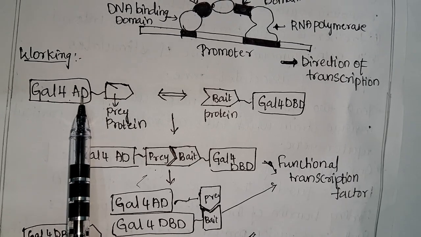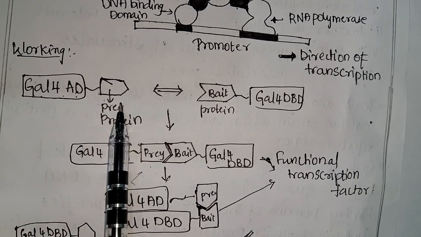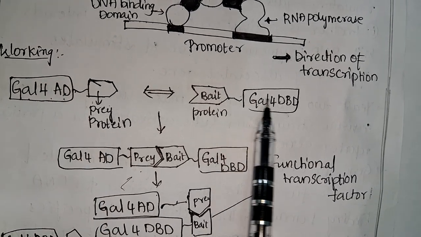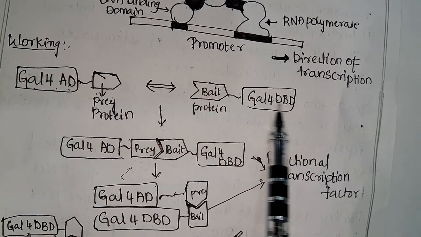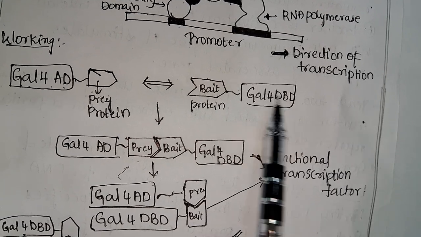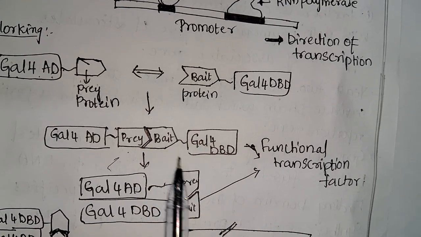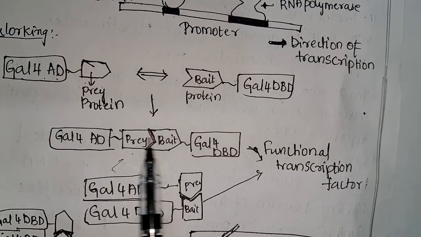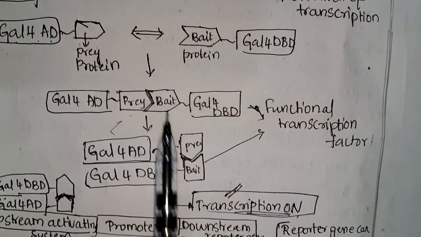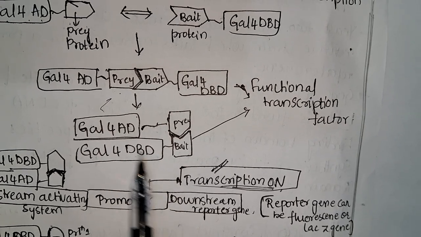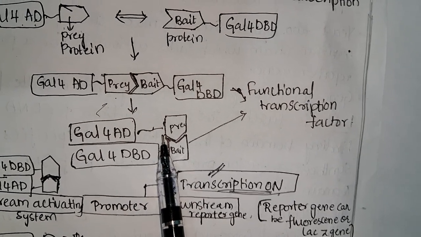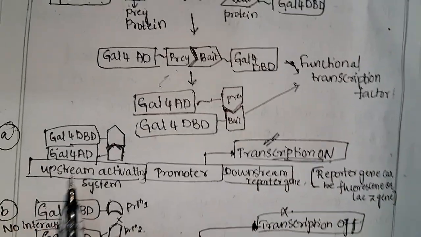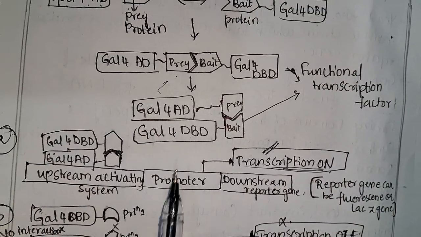GAL4 AD, I told you what AD is, the activation domain, and this is the prey protein which is attached to this GAL4 AD, and this is the bait protein which is attached to GAL4 DBD. DBD is the DNA binding domain, and when they both interact with each other, they will form like this. After these two proteins interact, the functional transcription factor forms like this. Can you see what I have written? Functional transcription factor. See how the transcription will turn on and how it will turn off.